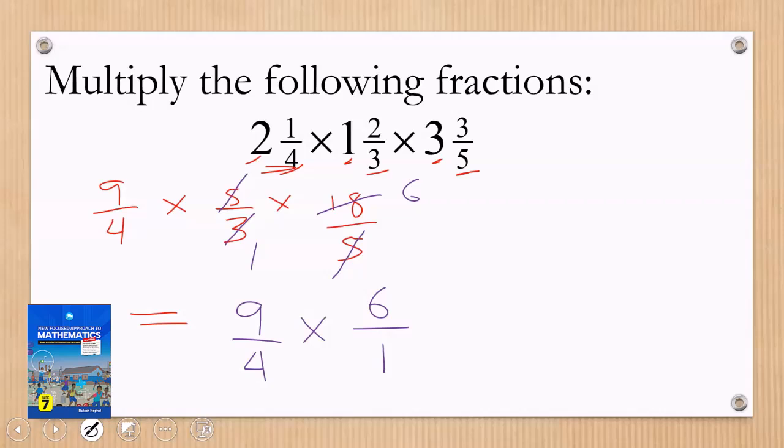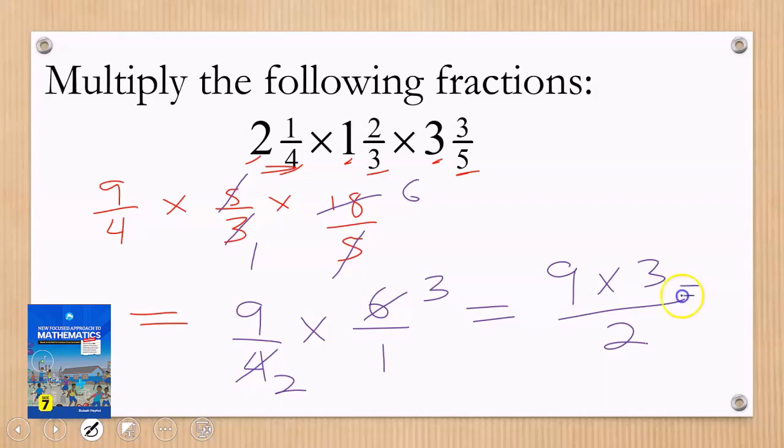Again, I know I can divide by 2. 2 can divide 4 as 2. 2 can divide this 6 as 3. What do I have next? I have 9 times 3 over 2. Of course, 2 cannot divide 9 or 3. So I just multiply 9 times 3, and that gives me 27. So I'm going to have 27 over 2.